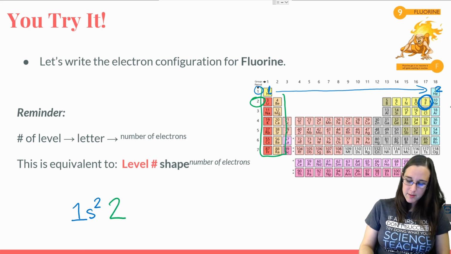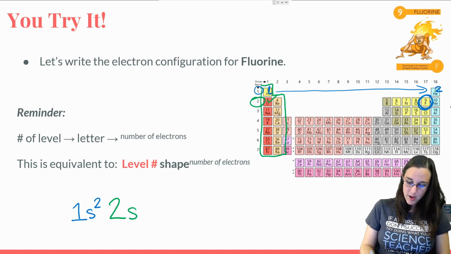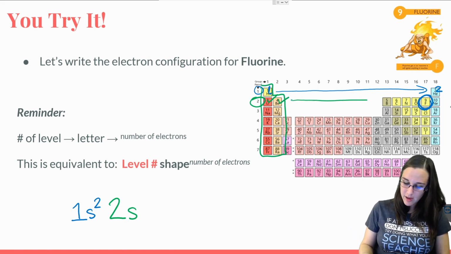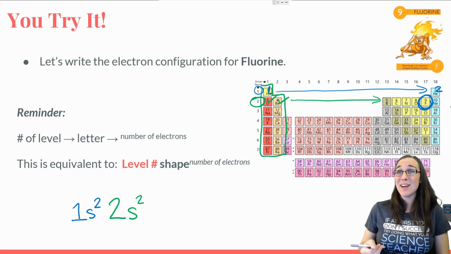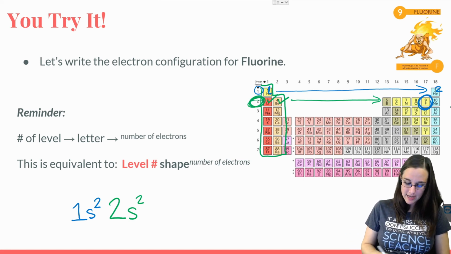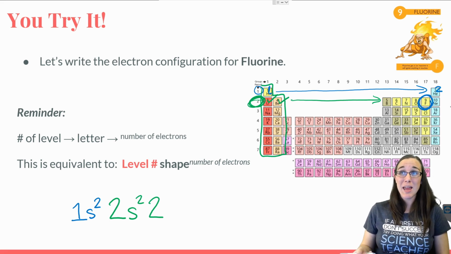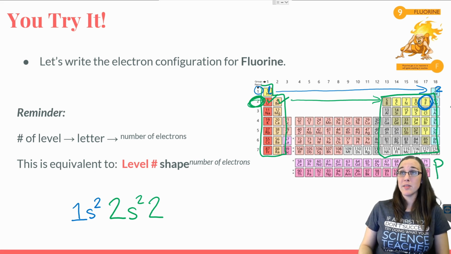These are all in my S block, so I'm going to write S, and I have to go over 1, 2 to get out of the S block and over to the other side. I'm still in level 2. I haven't gone down yet, so I need to write 2 again. But now I'm in a different orbital shape. Again, remember, everything over here is the P block.